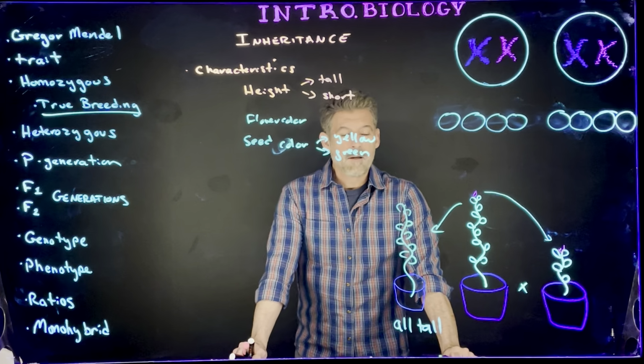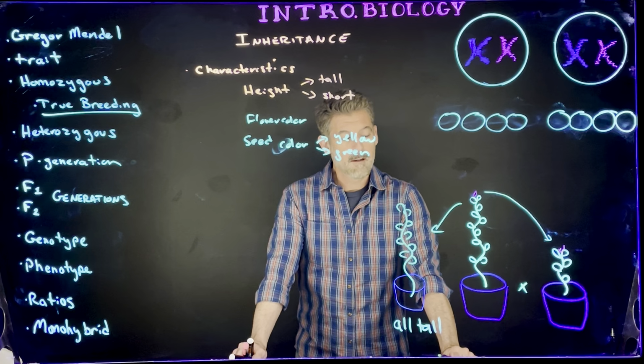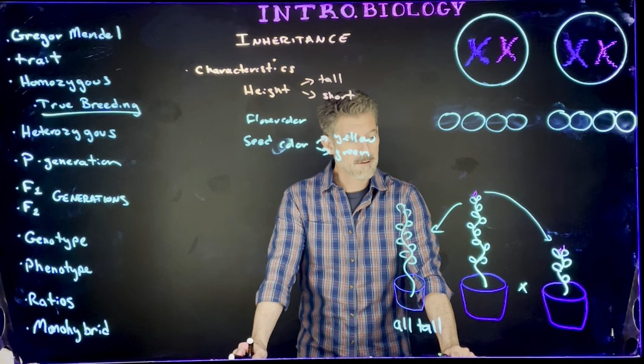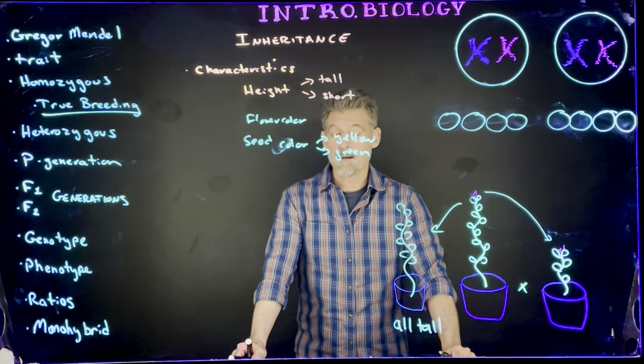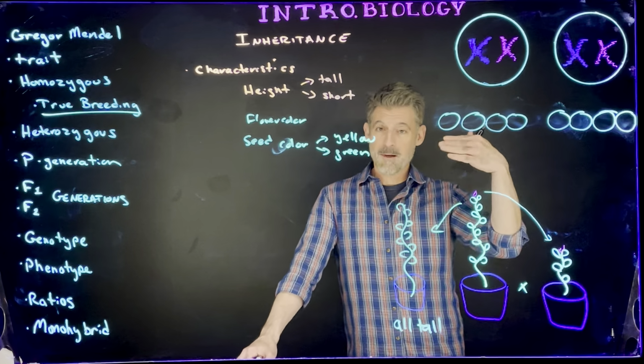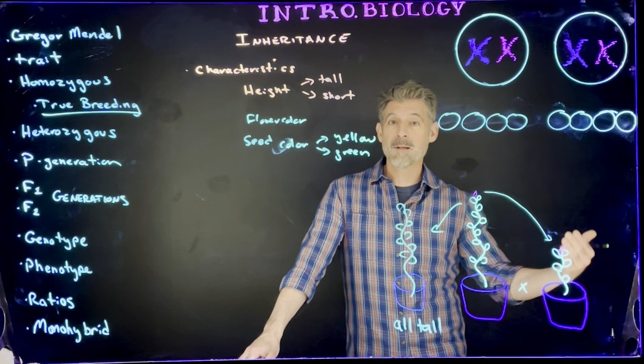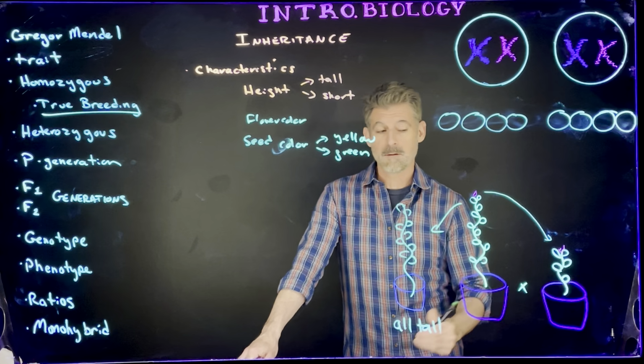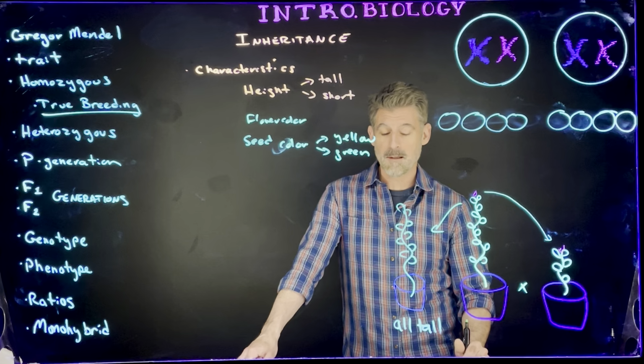He ended up with all tall plants. Interesting. So what happened to the short ones? I don't really know. They just seemed to be gone. And that would be the same for other traits. So he picks the different characteristics, the green with the yellow, and then they're all green. There's no yellow, right, in that generation.